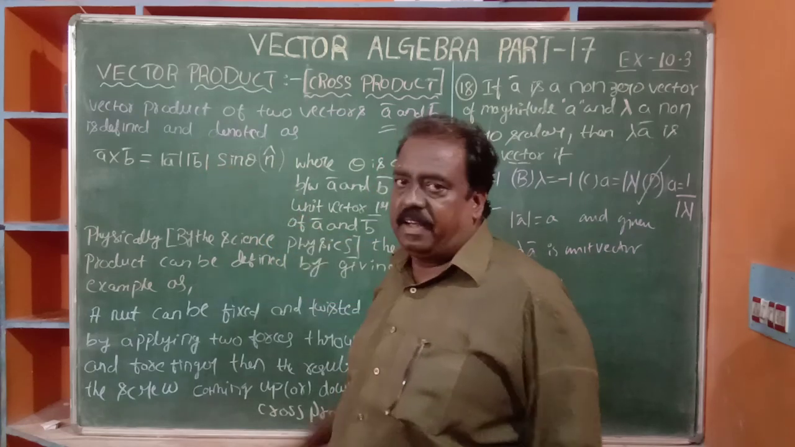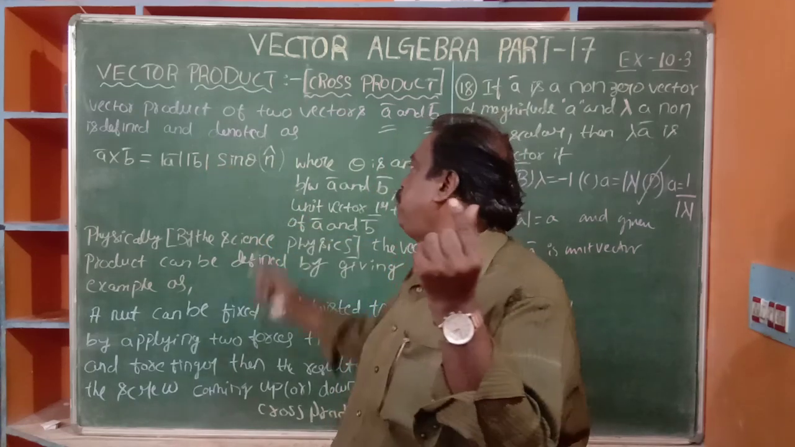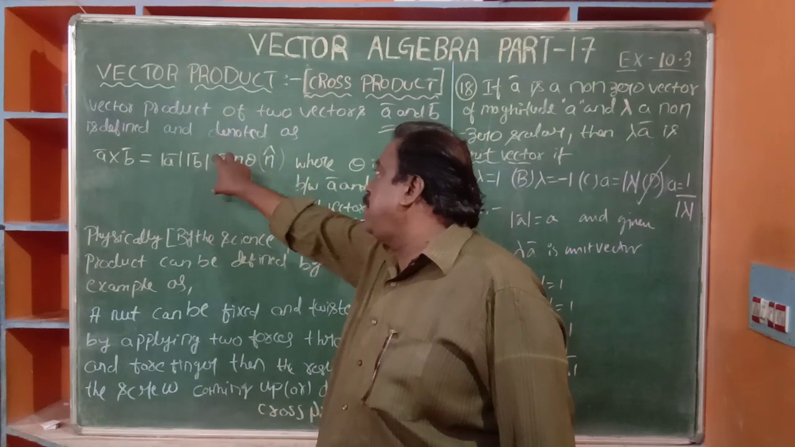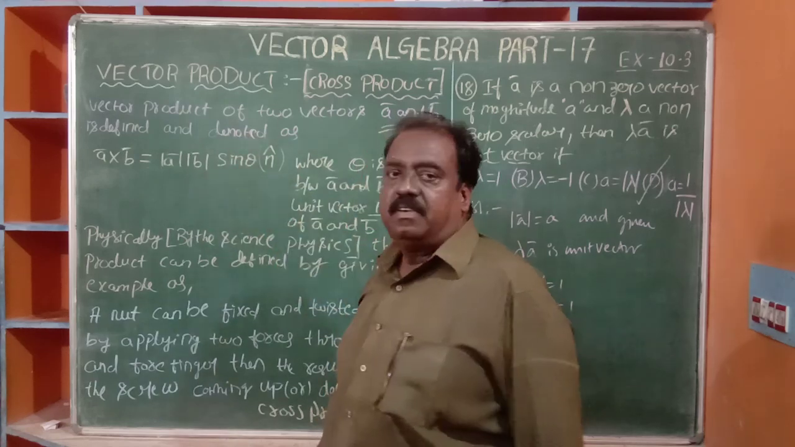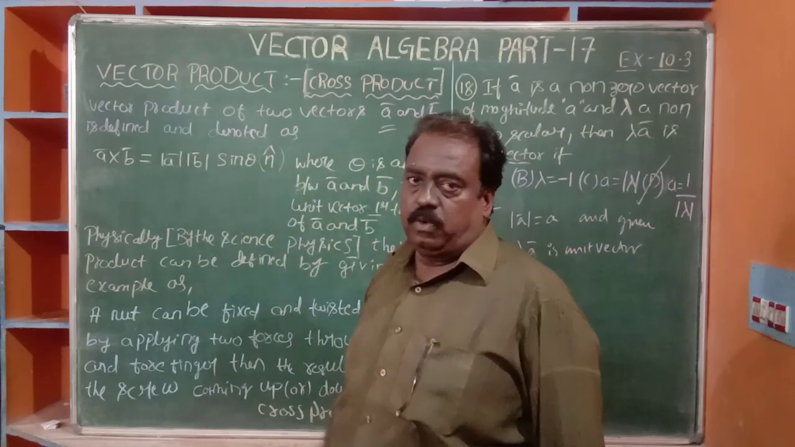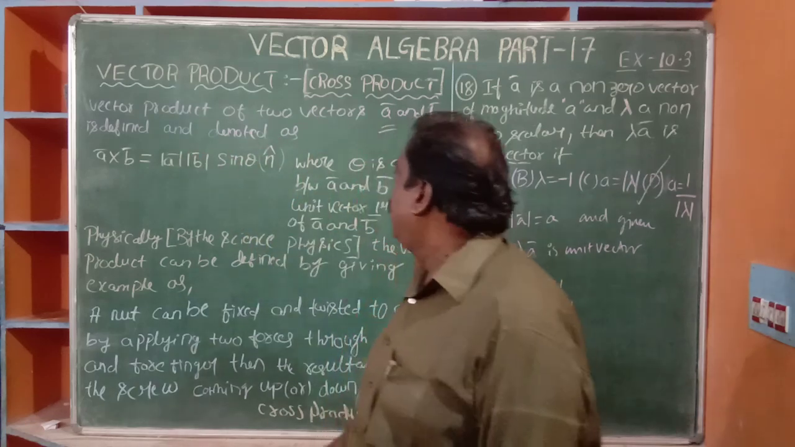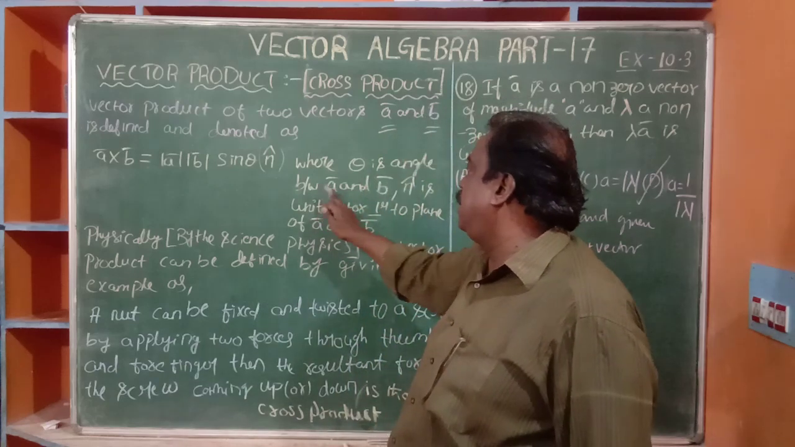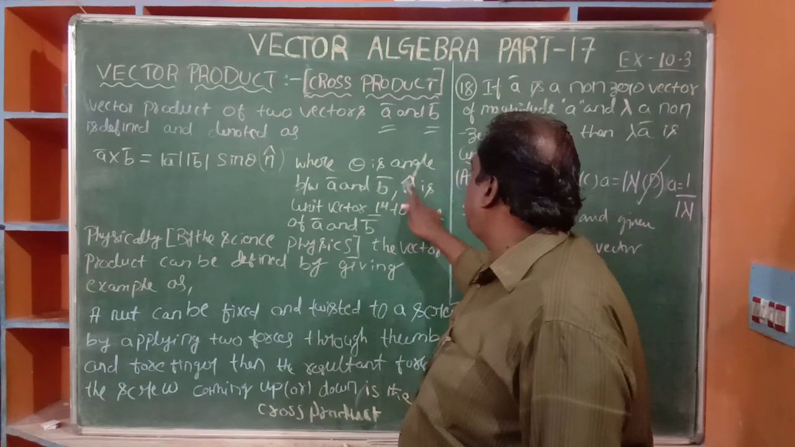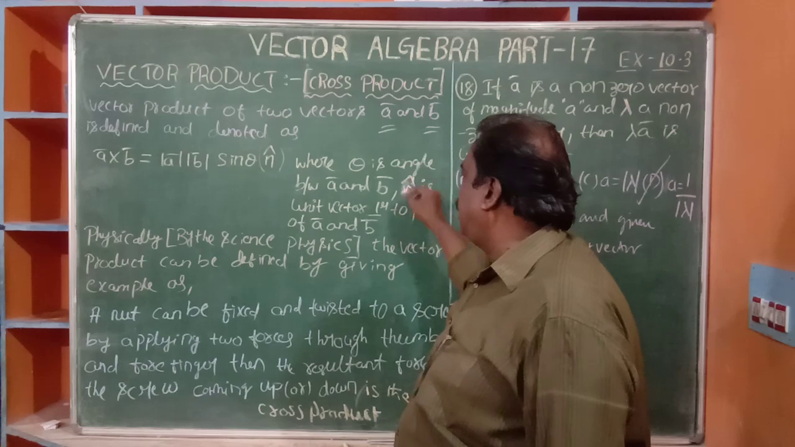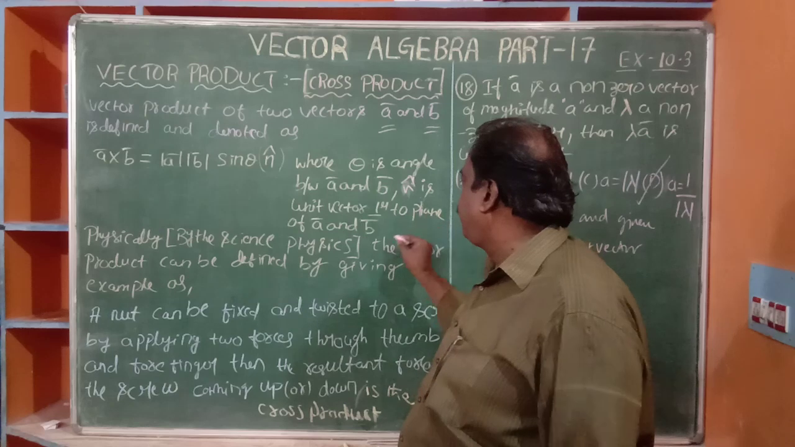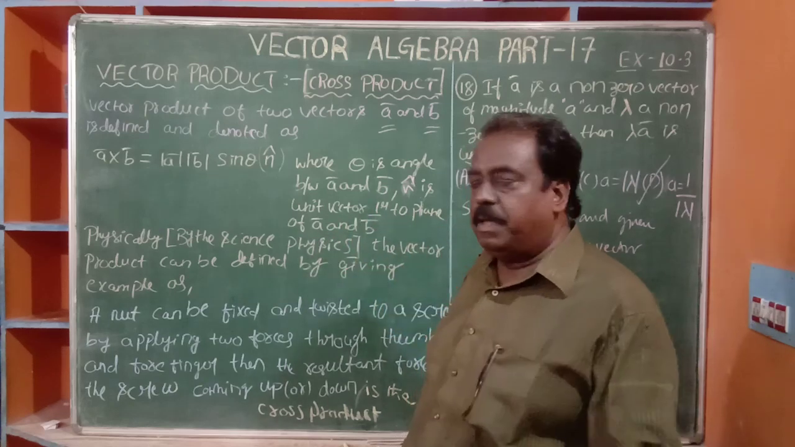But n cap is a vector. N cap denotes the direction. So multiplication of some number with a direction makes it a vector. Without n cap, it is simply its magnitude. Where theta is the angle between A bar and B bar, and n cap is a unit vector perpendicular to the plane of A bar and B bar.